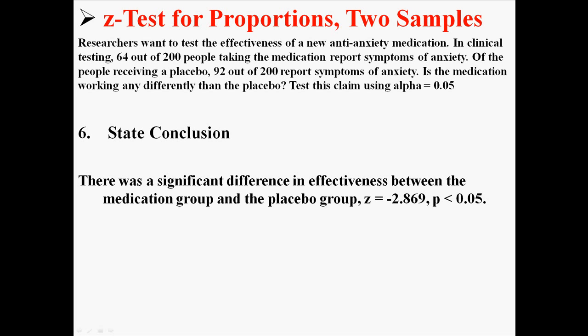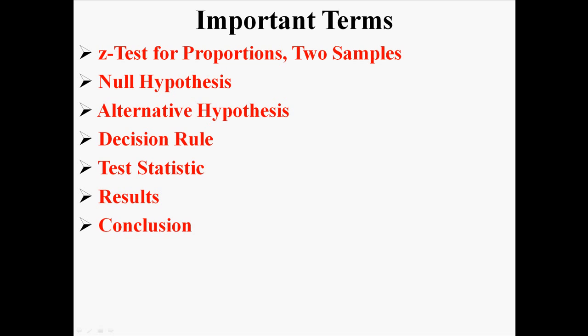And then that's how you would actually write it. You'd say z equals negative 2.869, p less than 0.05. That's the official way of writing your result. But your conclusion is just that the two groups were different. And that is a z-test for proportions when dealing with two sample proportions.